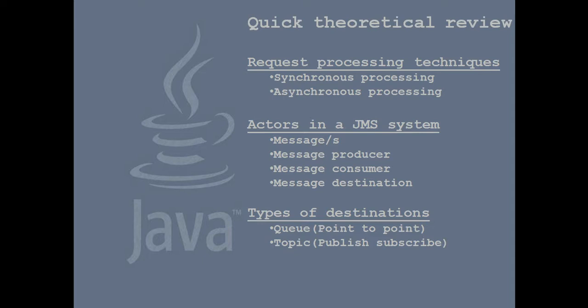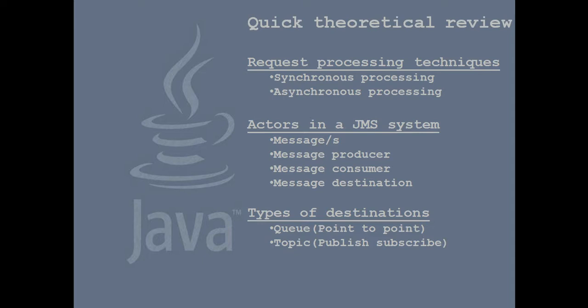The actors in a JMS system are basically four. One is the message itself. The message is just an envelope with some delivery instructions and some data. Actually, that data can be not just strings. That data can be bytes, so we can send files through the JMS. Then we have the producers, which are those who actually produce messages, and the consumers, which are the, let's say, final endpoints that do the processing of that message.